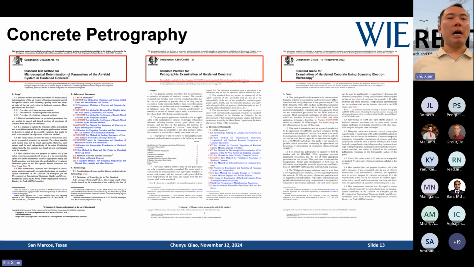So what are our major tools for petrography in the lab? The major one in the middle is ASTM C856. That's a standard practice for petrographic examination of hardened concrete.